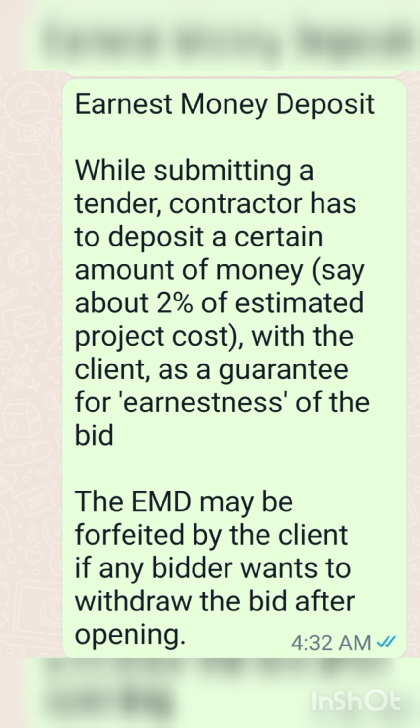Earnest money deposit. While submitting a tender, the contractor has to deposit a certain amount of money, say about 2% of the estimated project cost, with the client as a guarantee for the earnestness of the bid. The EMD may be forfeited by the client if any bidder wants to withdraw the bid after opening.